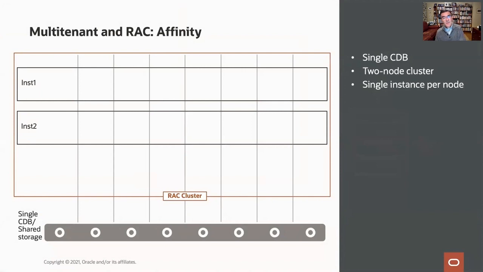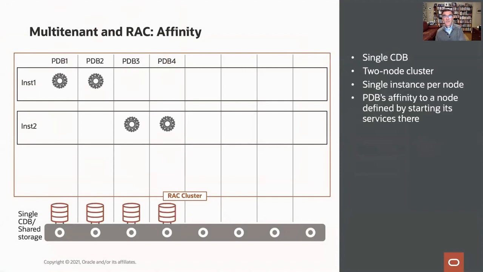Now, let's think about the PDBs in this CDB. Here we see PDBs 1, 2, 3, and 4. And we begin by discussing the topic of affinity. In other words, in which node or nodes of the cluster is each of these PDBs open?